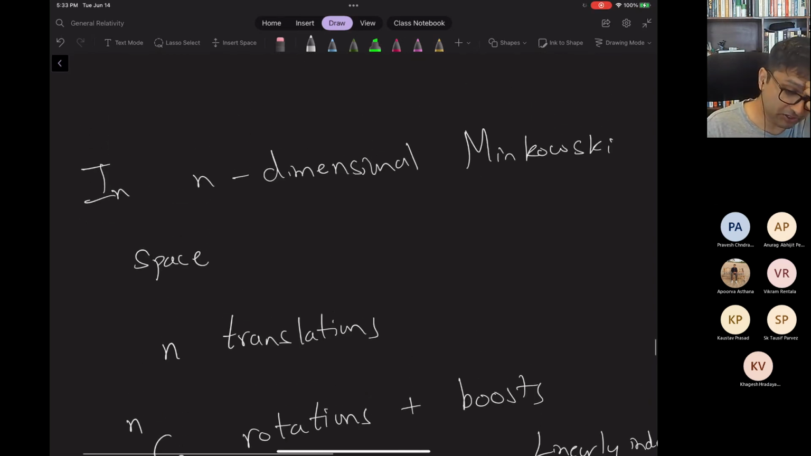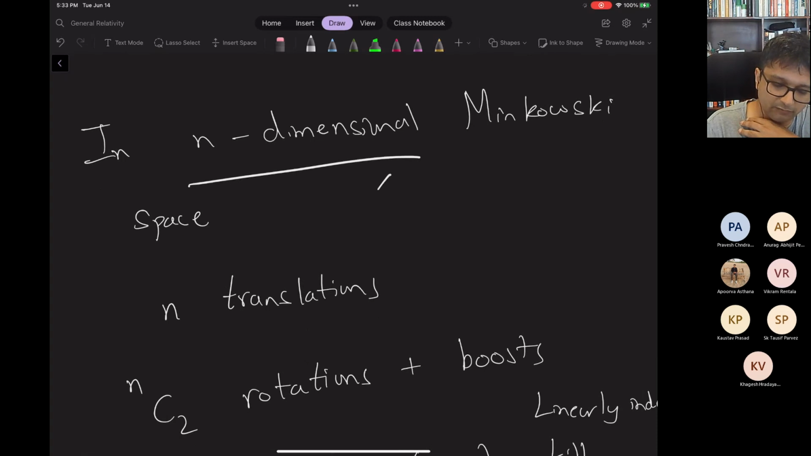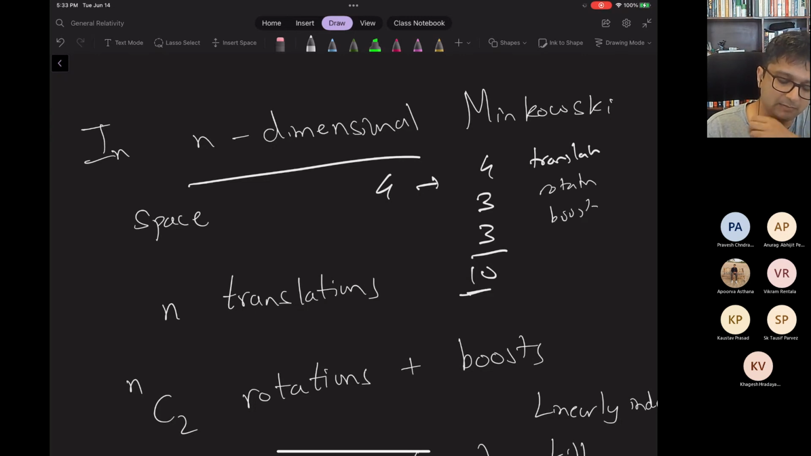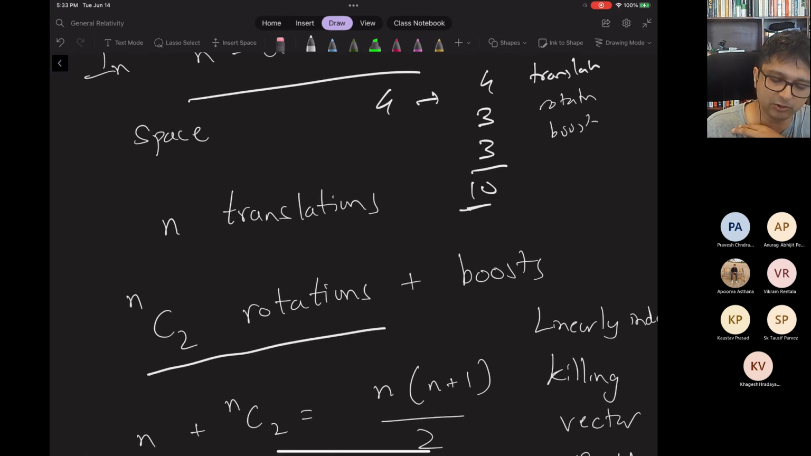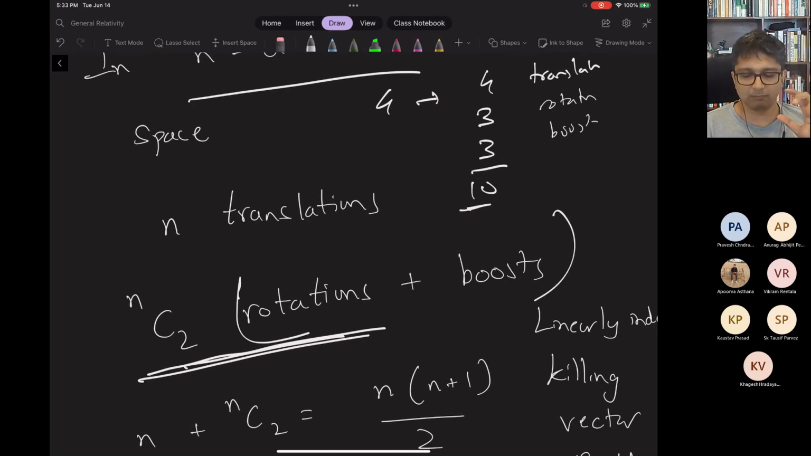Okay, so now in n-dimensional Minkowski space: in 4 dimensions, you have 4 translations, 3 rotations, 3 boosts, so a total of 10 transformations, 10 basis vector fields. But in n dimensions, it turns out that you have nC2 rotations plus boosts. A boost can be thought of as a rotation in the time direction: a boost in the x direction can be thought of as some kind of effective rotation in the tx plane. Or if it's a boost in the y direction, it's in ty, tz, and so on.